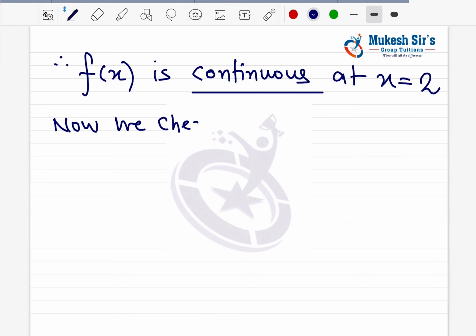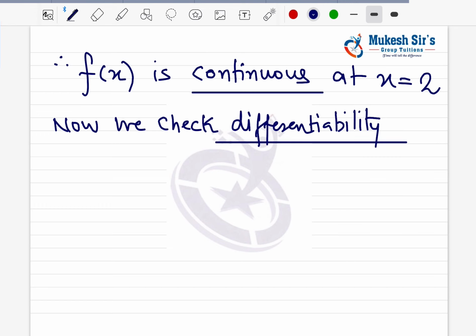And right hand derivative, right? Now for that, we have to check the value of x at 2. So the value of a is 2. So we find f of 2 first. We already found f of 2. What did we get for f of 2? 8. So I can directly write f of 2 is equal to 8.